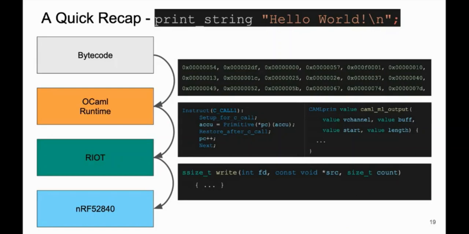We jump into that C function, the caml output, that is given OCaml values. We convert those OCaml values to C values, and we call some write function. The OCaml runtime doesn't know how this write function is implemented, but RIOT provides it, and it is the implementation specific to this board. And so there's a very nice separation of responsibility between levels. You can very easily swap out, for example, the board for something else, and it will just work.